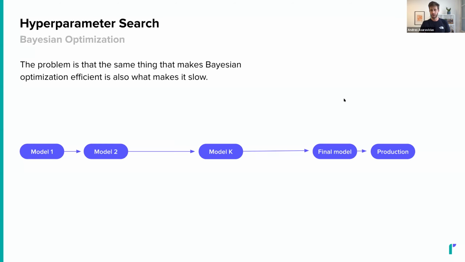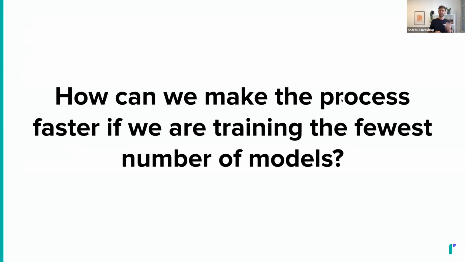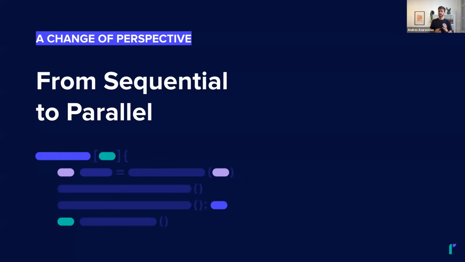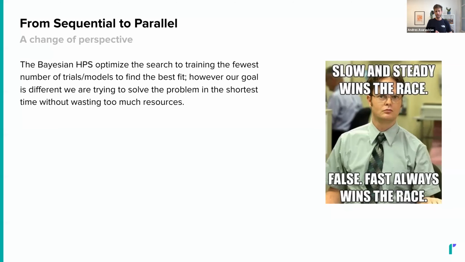So the big question that we had here was, how can I make the process faster if I am already training the fewest number of models? So this was the idea that we had, and this was the problem that we had to solve in our minds. And we understood that if we want to solve this problem of how can we make it faster if we are already making it as efficient as possible, we need to look at the problem from a different perspective. As I said, the Bayesian optimization will solve it in the most efficient way. And for a moment, let's try to think, what is the fastest way possible I can solve this problem?